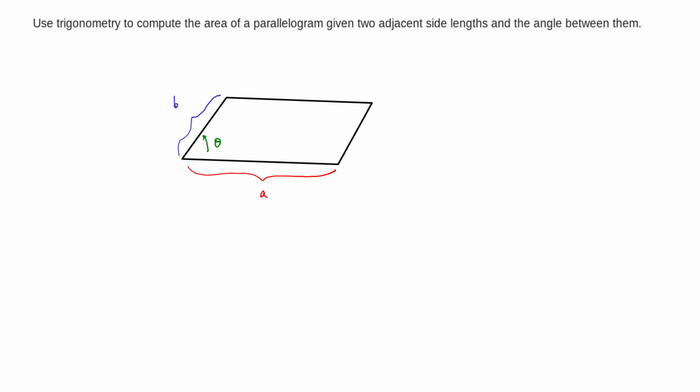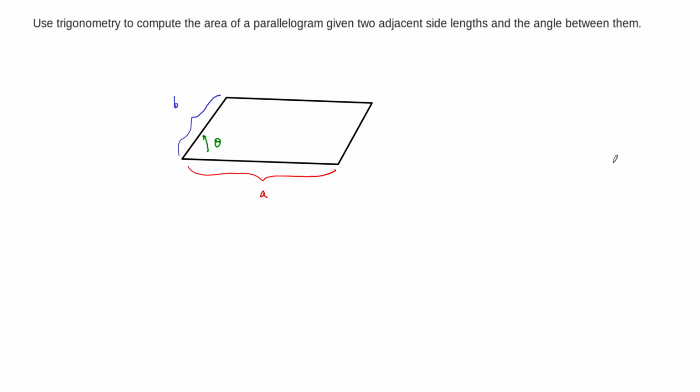Alright guys, in this example we are asked to compute the area of a parallelogram when we're given only the side lengths of two adjacent sides and the angle between those two sides. I could have drawn this so that we know the angle up here, but I chose to make this angle down here. Either one is fine and the argument will be the same. It says to use trigonometry to do this, right?